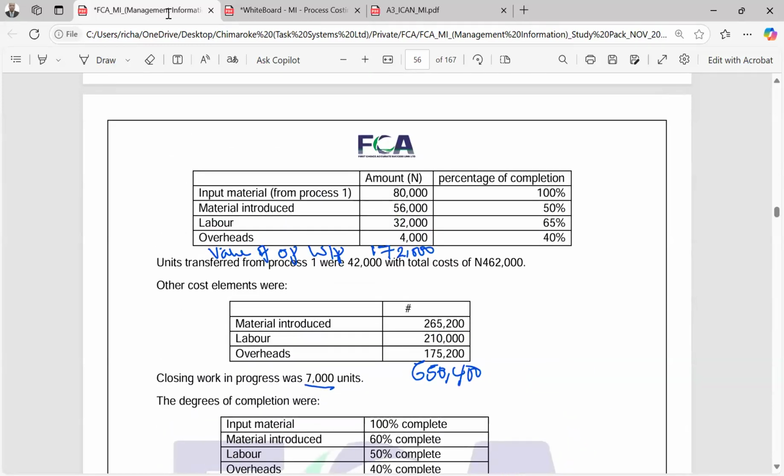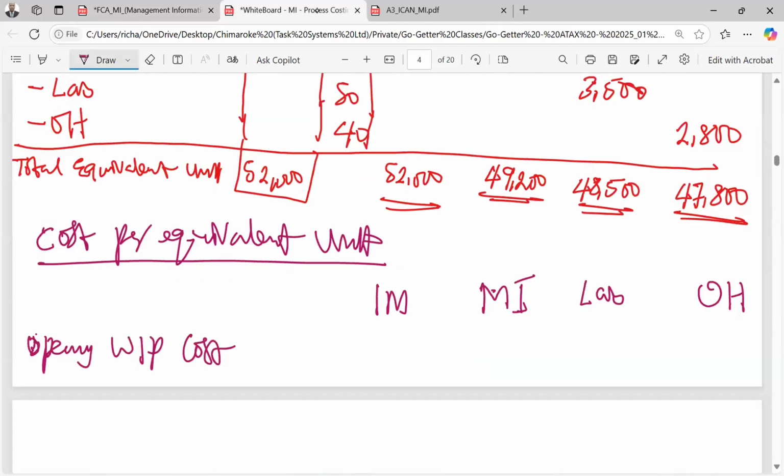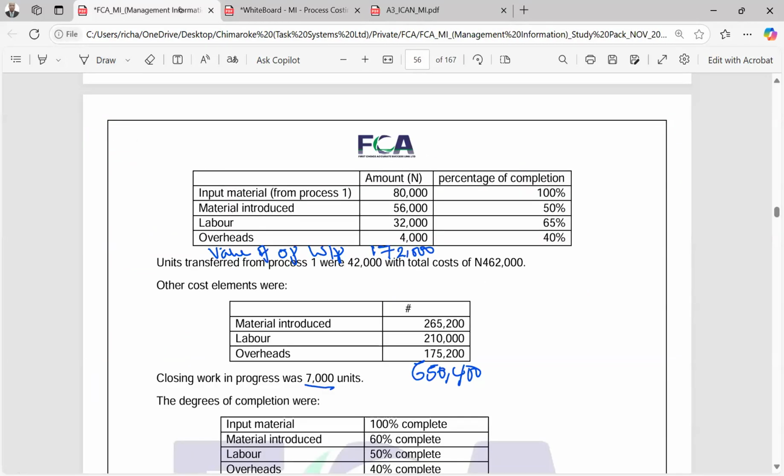We have them as 80,000, 56,000, 32,000, and 4,000. I think that's it, which gave us 172,000.